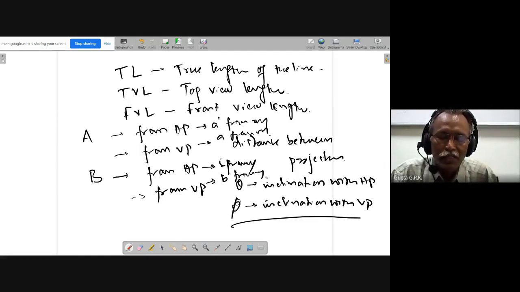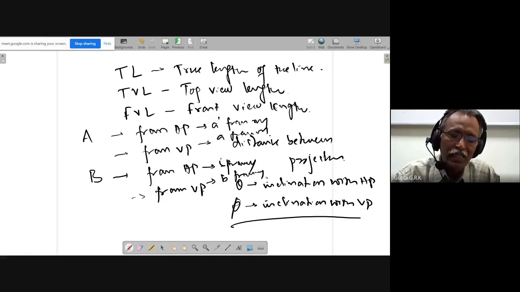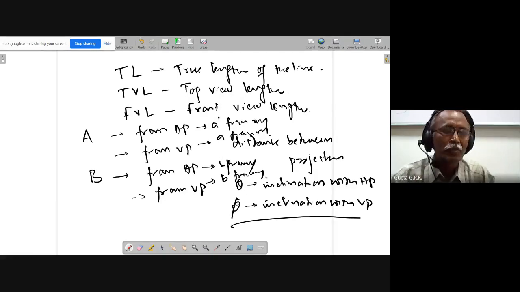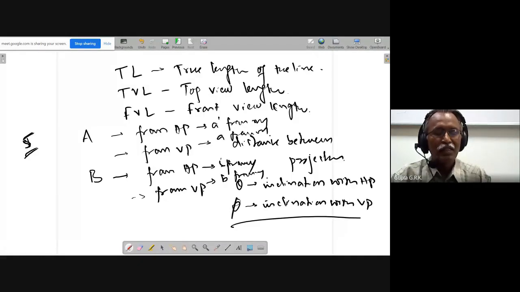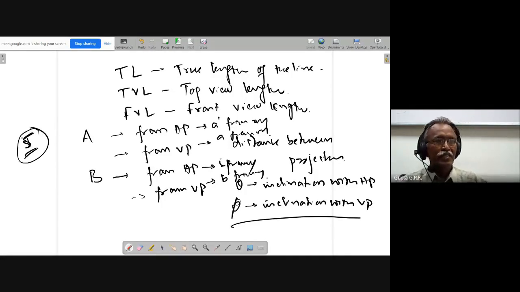We have seen in the previous problem that 5 data are needed: A from HP and VP, B from HP and VP, and the distance between the projectors. If I am given 5 data, I can draw the projections of the line. Now I can also change it: instead of 1 data, I can be given another data and be asked to find the missing data. So at least 5 data are needed to draw the projections.